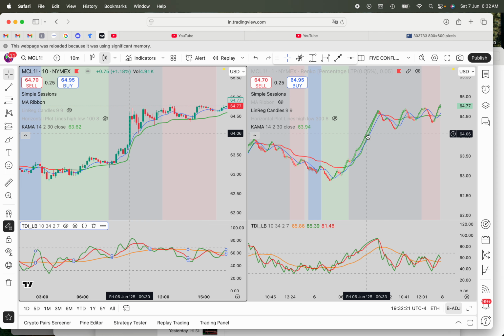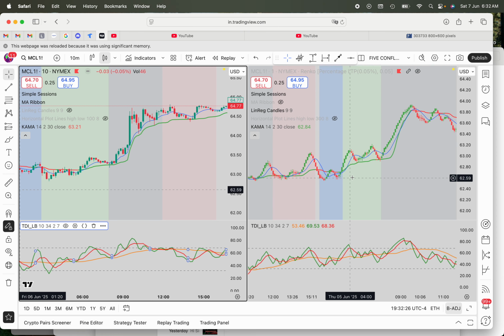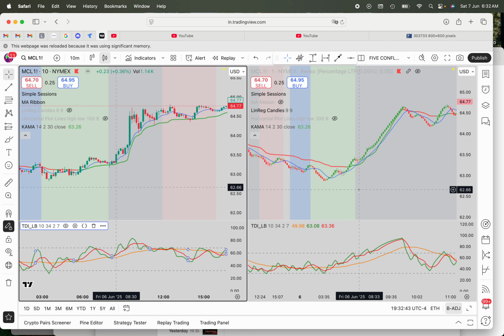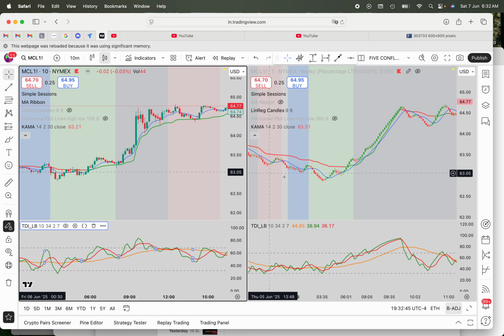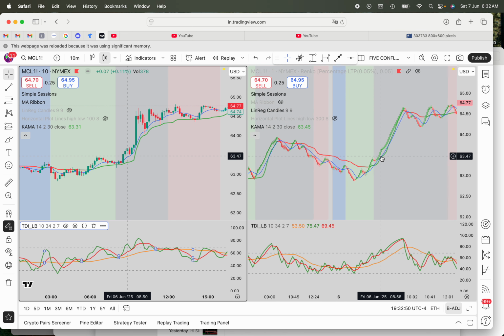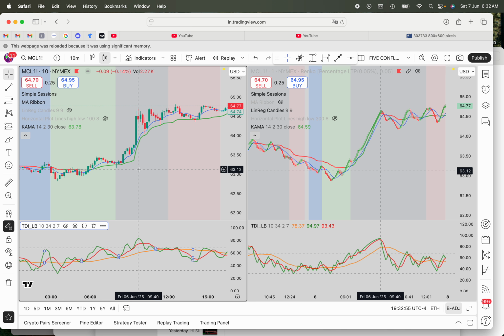But I was trying to find a solution for some of these fake outs with the LinReg, and I don't want to get too much into it. It was a fake out when the Traders Dynamic Index, the green line, went under the yellow. Anyway, this video is not about that. This video is actually about the 10-minute chart and using the linear regression candles on the right-hand side as confirmation. And let's just get into it.